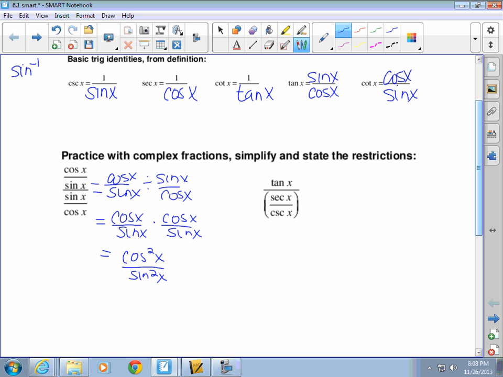And if you remember from last unit, or 2 units ago, I'm not even sure, cos squared x is the same as saying cos x squared, which is the same as saying cos x all squared. Those all equal each other. Cos squared x over sine squared x, if you think of cos over sine, that's the same as cotangent. So completely simplified, this is the same as cotangent squared x. Now this one says to simplify and then state the restrictions.